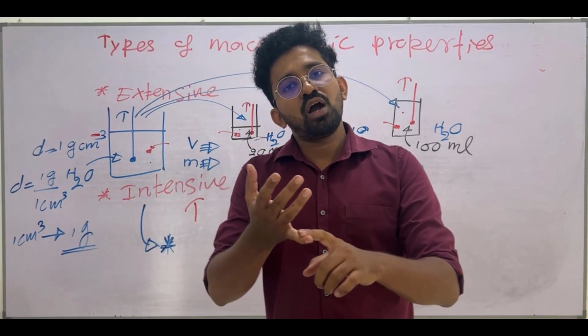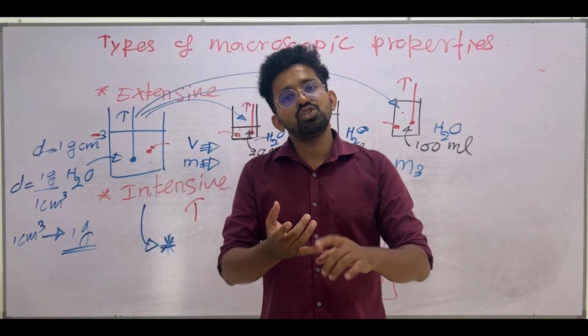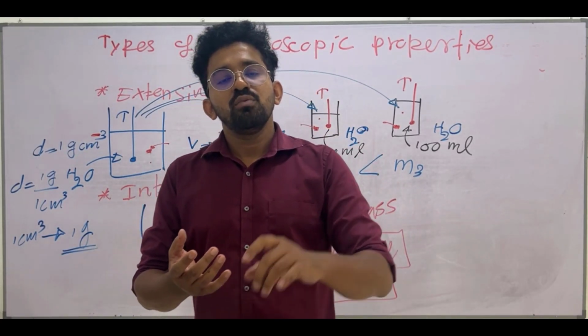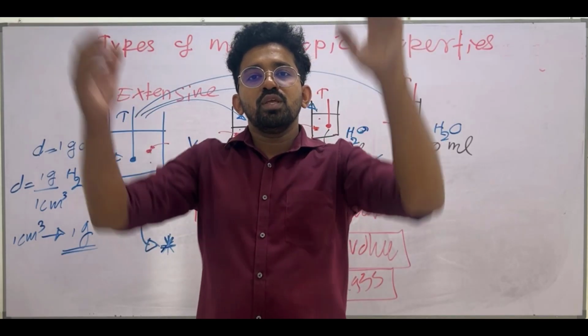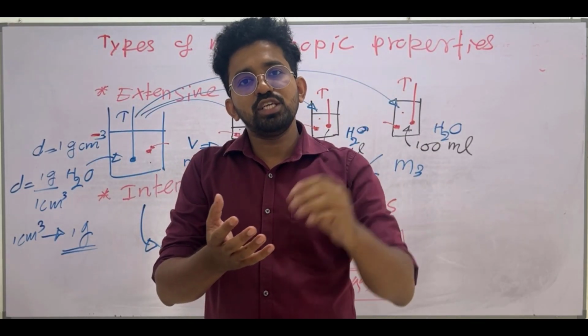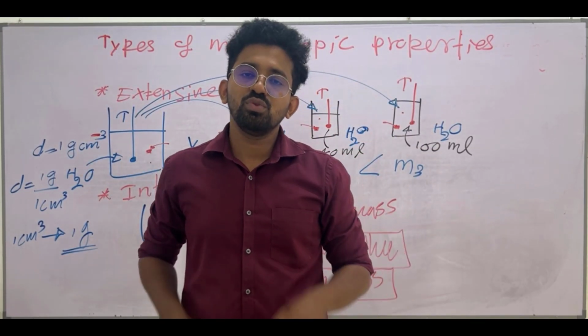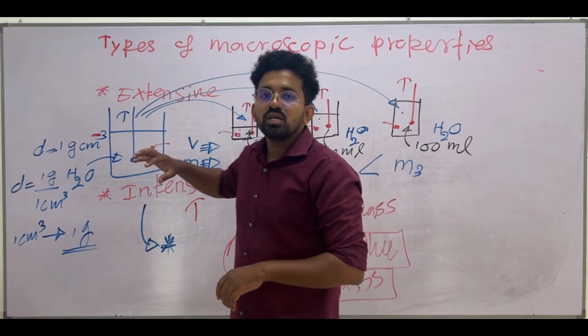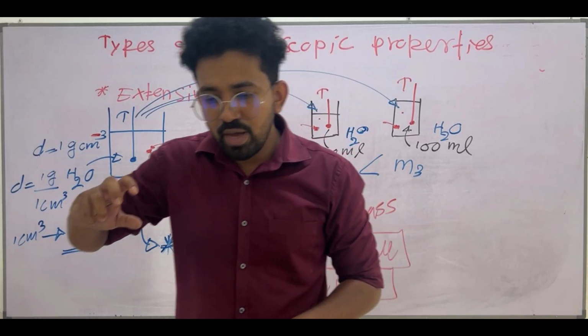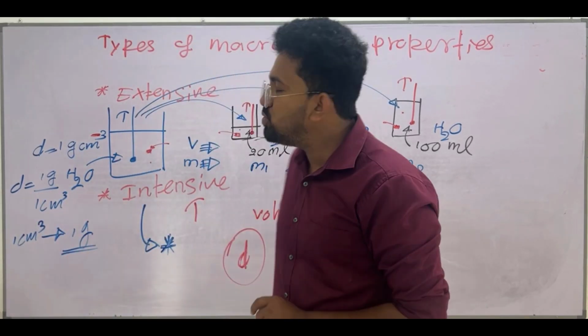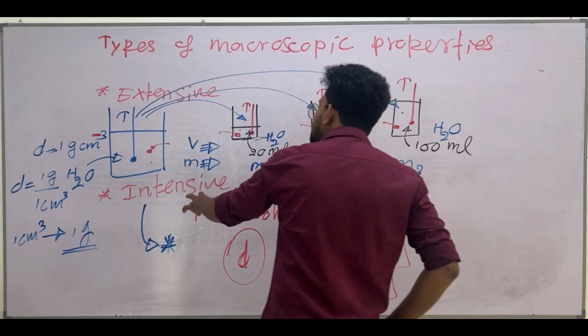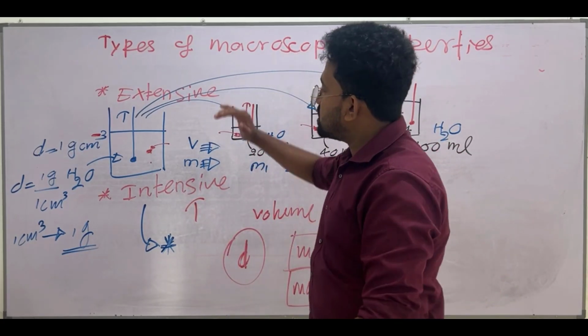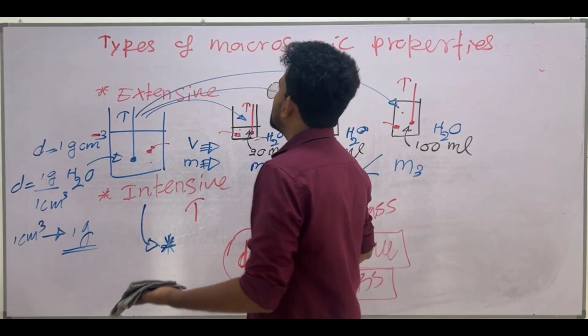The molar mass of carbon 12, the molar mass of H2, the molar mass of carbon dioxide, that is 44. Those are constant. They do not depend on the size or the mass of the matter. Those are called intensive properties. Extensive properties and intensive properties.